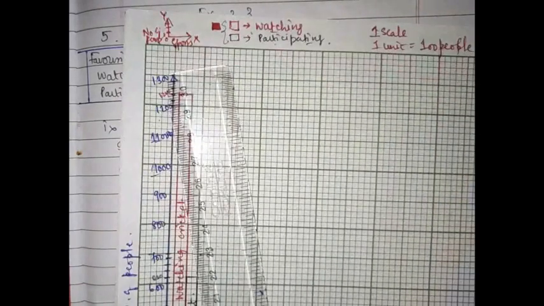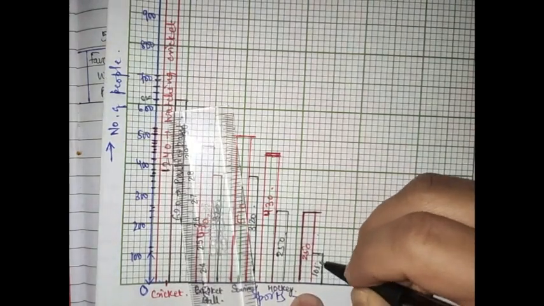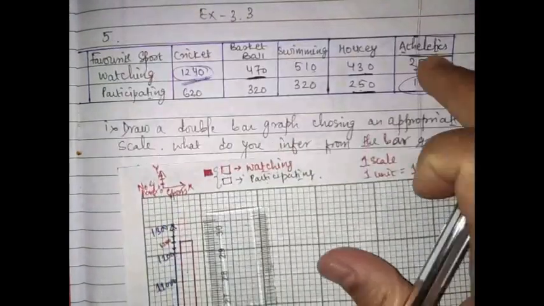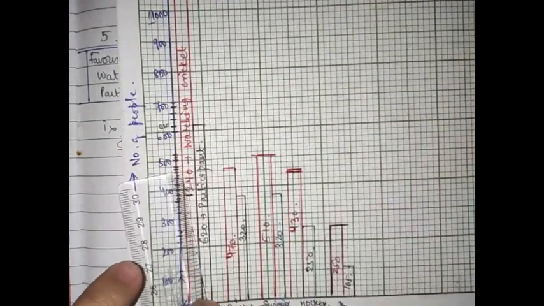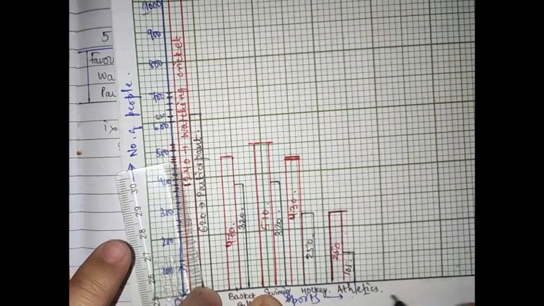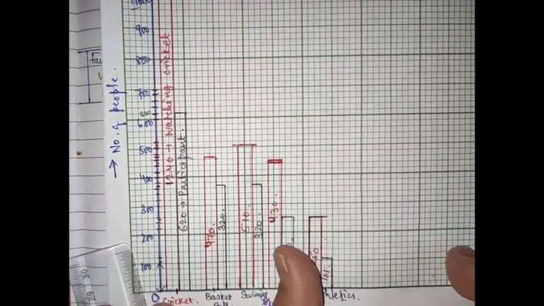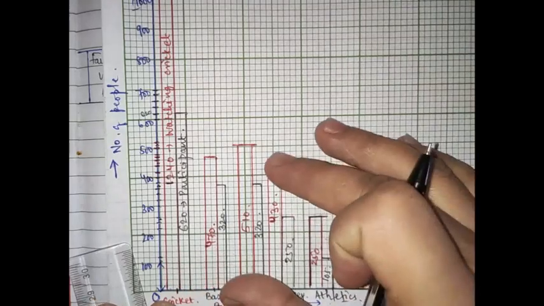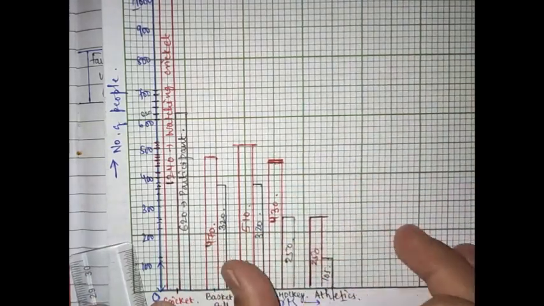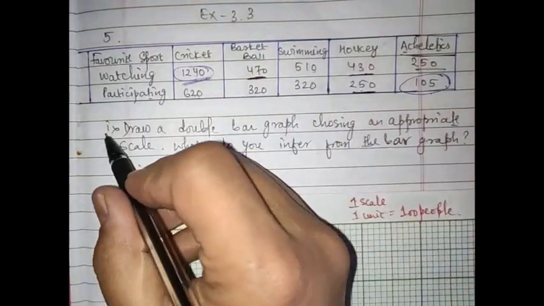So it is 250 over here for the people who are watching, and the 105 people are participating in athletics. So you can write here athletics. Student, you can use the space over here. There was more space but I could not use it. So instead of making it small, you can use more space. Okay, so with this we are over making a double bar graph.